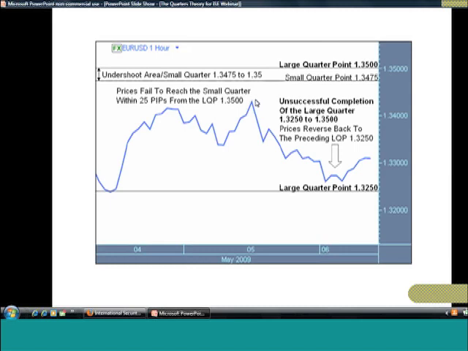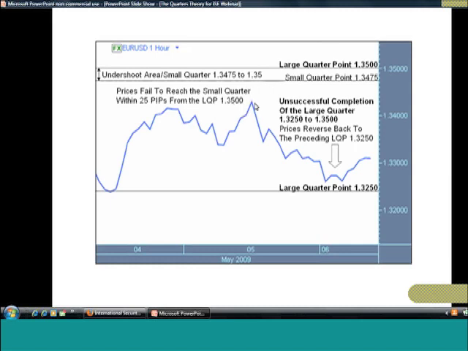Well, I explain in my quarters theory that because every significant price move starts at a large quarter point and also ends at a large quarter point, if a large quarter is not successfully completed, then in most instances, we can anticipate prices to exhaust and reverse back to a preceding large quarter point, which served as the starting point of the price move.